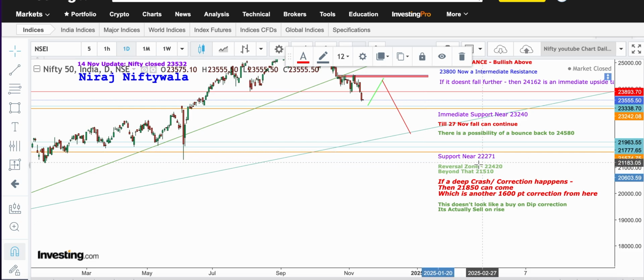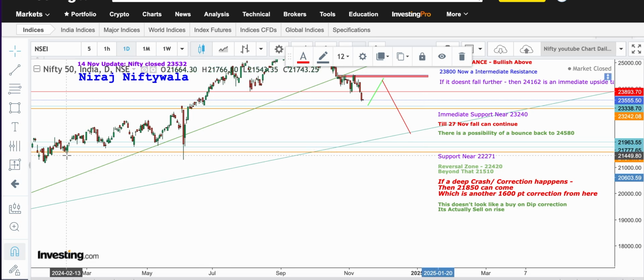These are the areas where reversal doesn't happen. It keeps crashing. So reversal zone 22,420, if it doesn't support, then beyond that 21,510 is where it can come. So where is 21,510? It's over here, which means that this election day result correction that we saw will come over here and show us this exact same level.